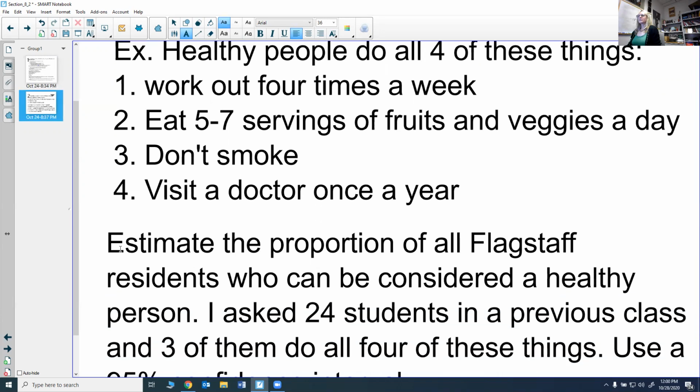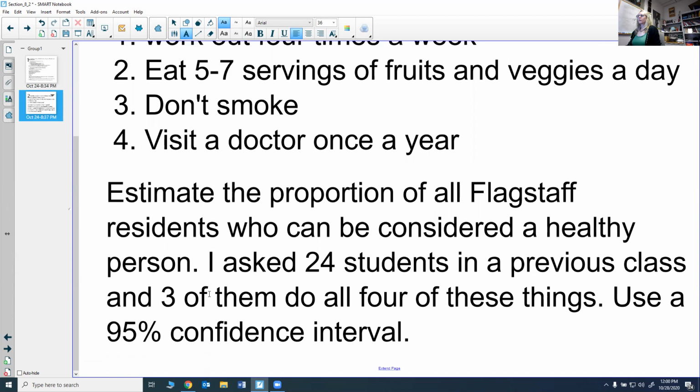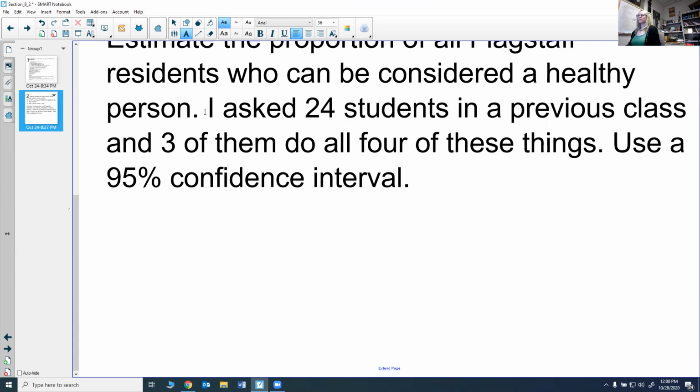So what we want to do is estimate the proportion of all Flagstaff residents who can be considered a healthy person. So what I did was I asked 24 students in a previous class, and 3 of them do all 4 of these things. And we're going to use a 95% confidence interval. So let's go through the steps of this.